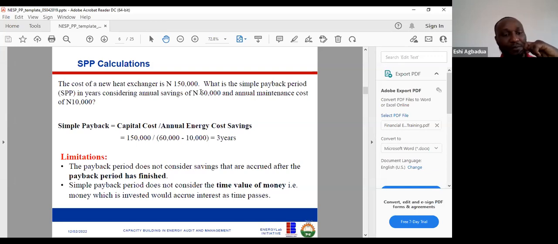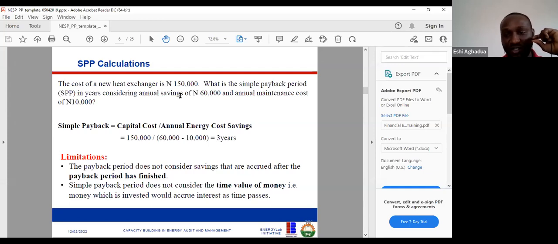And of course, the limitation is that most of the time, the money accrued after the payback period has finished is not always calculated. So for example, this heat exchanger that was bought, of course, it's good to be accruing more savings after these 3 years, but this is not captured here. So typically we should have at least 50,000 naira every year after the 3 years, which must also be a profit to the organization. So it's also one of the limitations of payback.